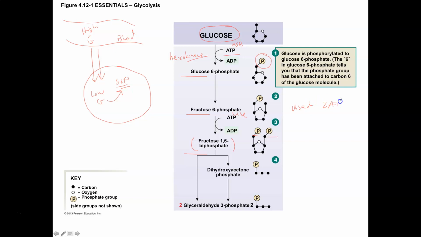We haven't generated any energy yet. We've actually used 2 ATP. Once you get to fructose 1,6 bisphosphate, then we can move on to generating what we call phosphoglyceraldehyde, or glyceraldehyde 3-phosphate. Notice that it says number 2 here. That means that we're actually generating 2 of these molecules. Okay, so what's going on here?